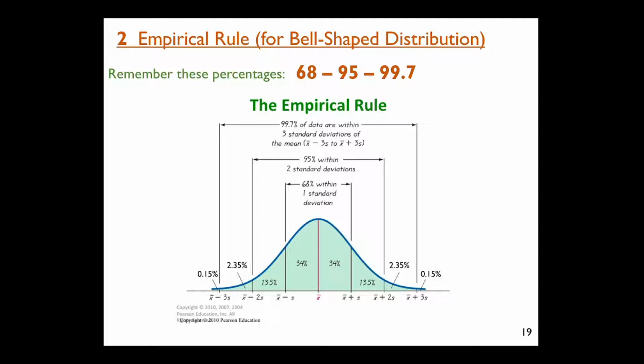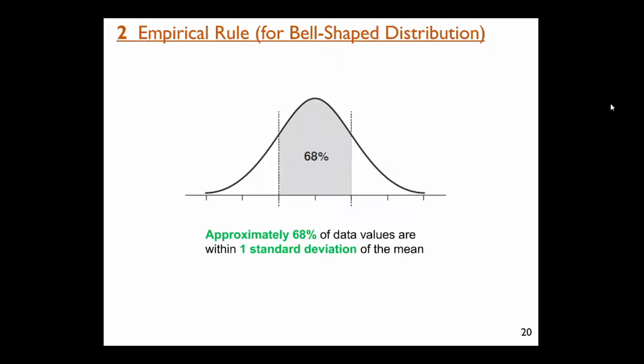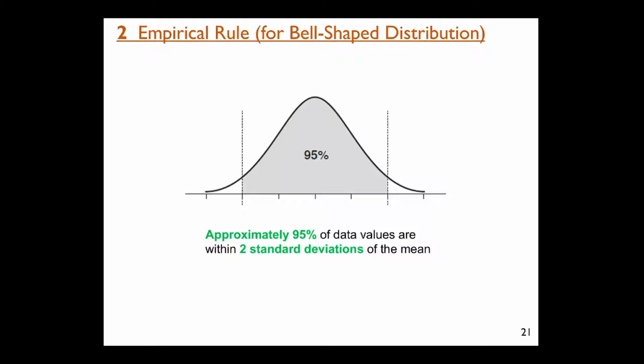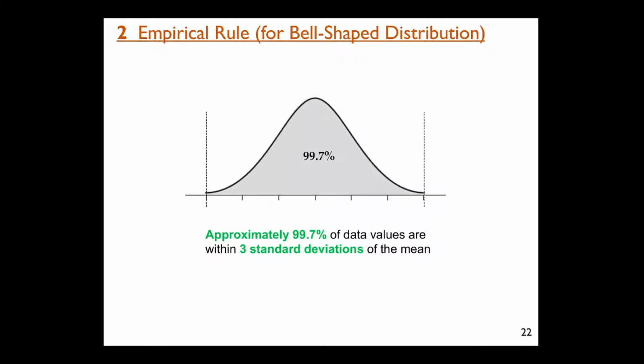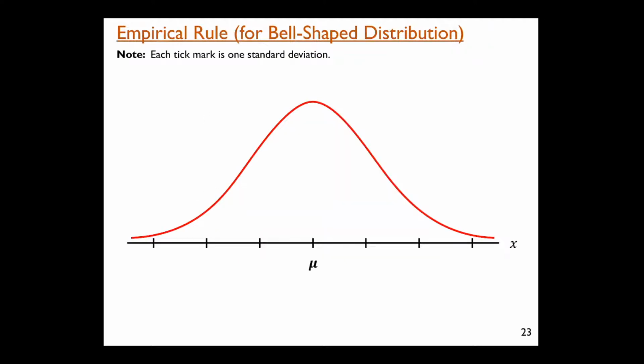Okay, so empirical rule, I wanted to explain things a little further. We know that we need to remember these three percentages, right? 68, 95, 99.7. It states that approximately 68% of data values are within one standard deviation, 95% within two standard deviations, 99.7% within three standard deviations of the mean. I wanted you guys to develop this picture in your brain as well.